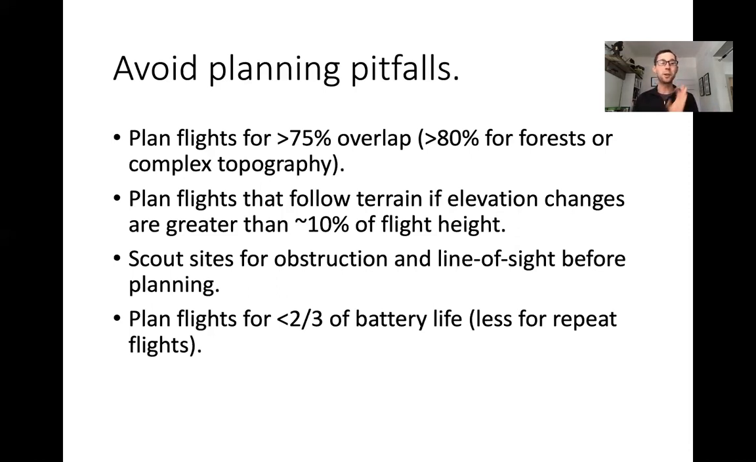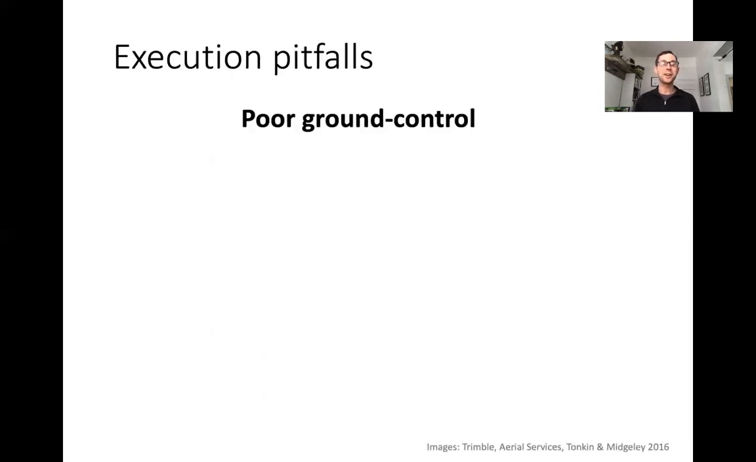Okay, so those are planning pitfalls. Let's talk about execution pitfalls. The first one that I'll talk about is poor ground control. So remember, we're reconstructing 3D scenes using this drone imagery. And that's only possible if we know at least approximately where the cameras are pointed. Otherwise, we have no way of knowing where in the world the imagery comes from.